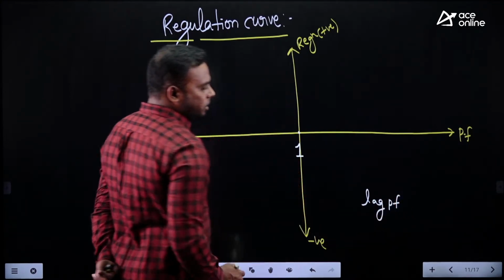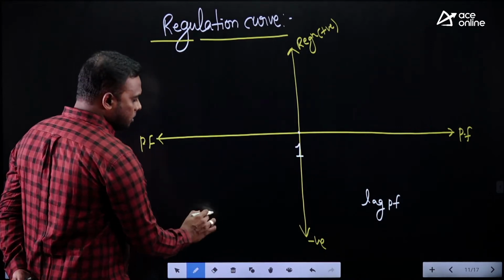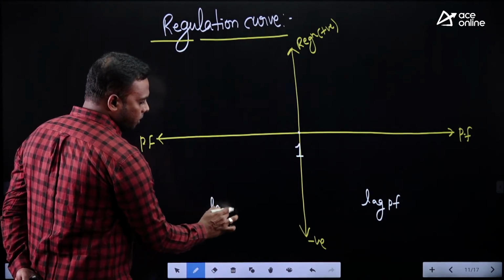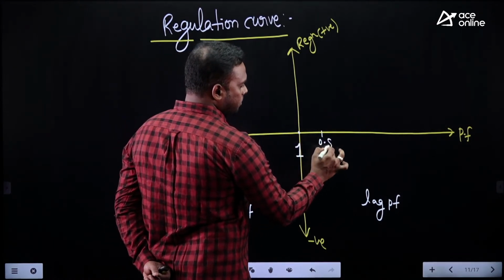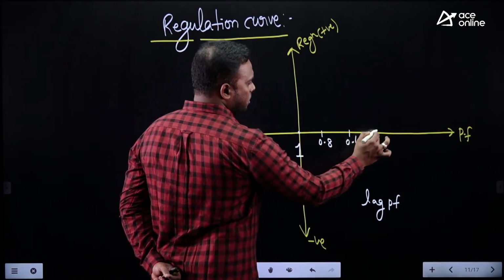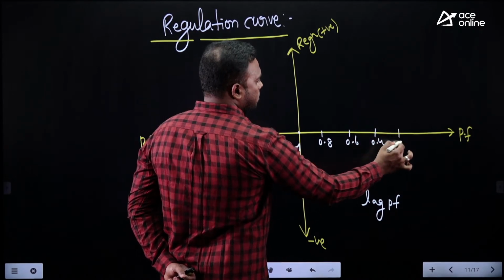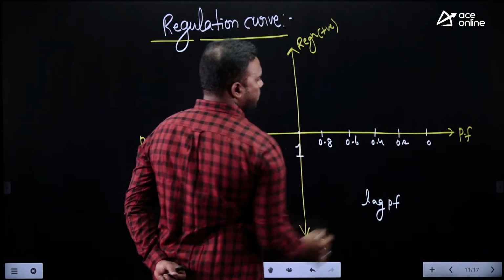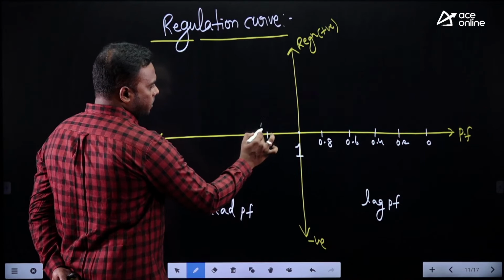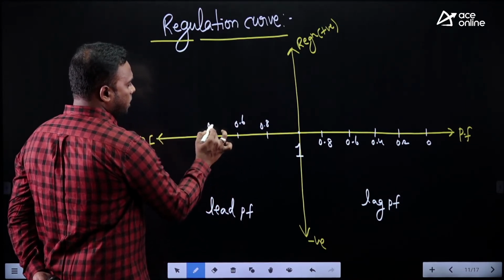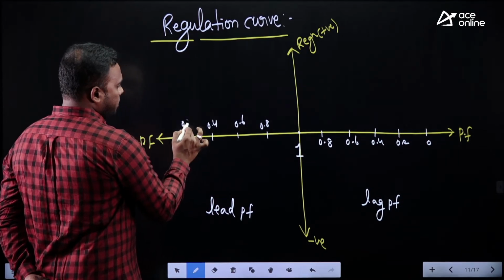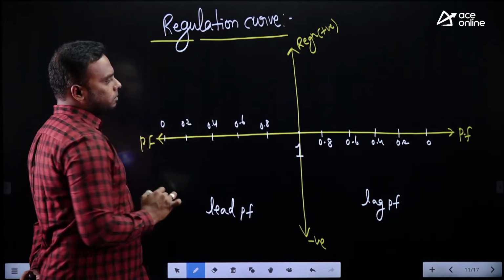Maximum power factor is 1, minimum power factor is 0. So towards the left side, I am taking leading power factor. So on the lagging side, 0.8 lag, 0.6 lag, 0.4 lag, 0.2 lag, 0 power factor. Similarly, in the leading, 0.8 leading, 0.6 leading, 0.4 leading, 0.2 leading, and 0 power factor leading.